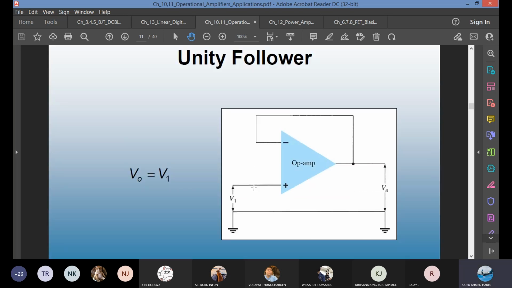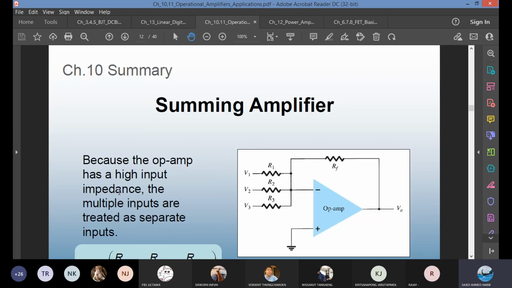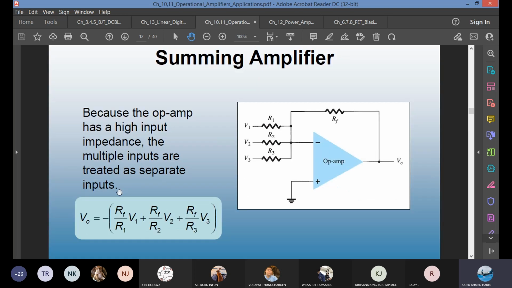There are different connections. We studied the unity follower, when the V out is exactly the same as V in. We had the summing amplifier, quite important. If you have multiple inputs coming into the op amp, you can treat each of them as a separate one and then add them. This is the summing inverting op amp, because of the high input impedance, we can treat them as separate inputs.